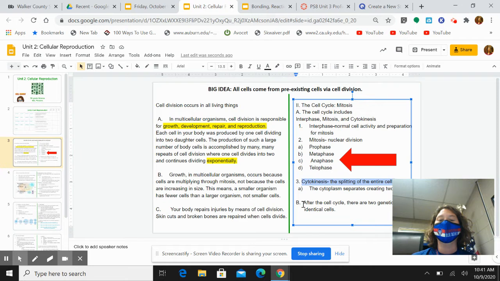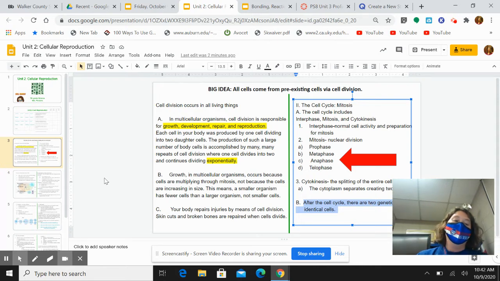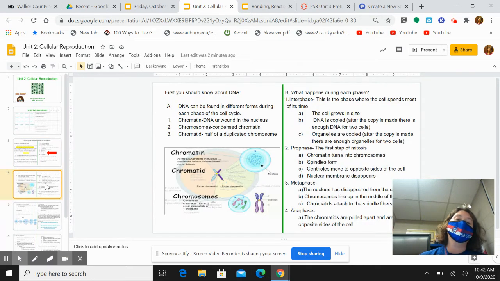And then letter B down below, after the cell cycle, there are 2 genetically identical cells. And you may want to make the words genetically identical a different color, or put them in bold print, or maybe a different font. You want those words to stand out. Genetically identical. That is very important. So in mitosis, you have one cell that turns into 2 cells that were exactly like the first one.